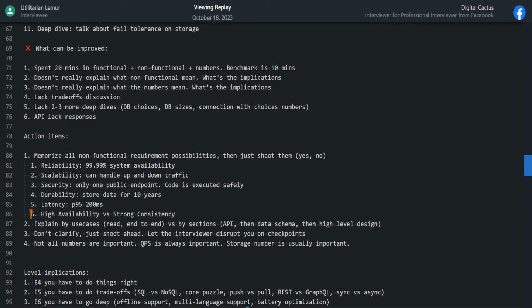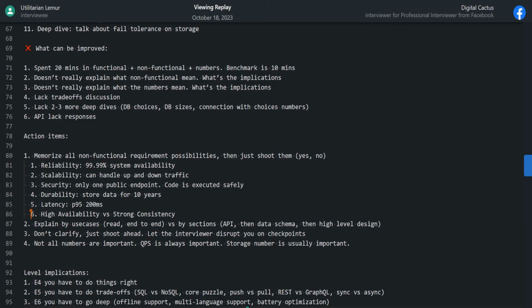That's basically the reason why you want to talk about the non-functional requirements: to talk about the implications of them, not just list them out saying, hey, I know this term. No, that's not the point. The point is, I know this term and I know what it means for the system. It means I have to choose a SQL database. It means I have to use Cassandra because I need high throughput.